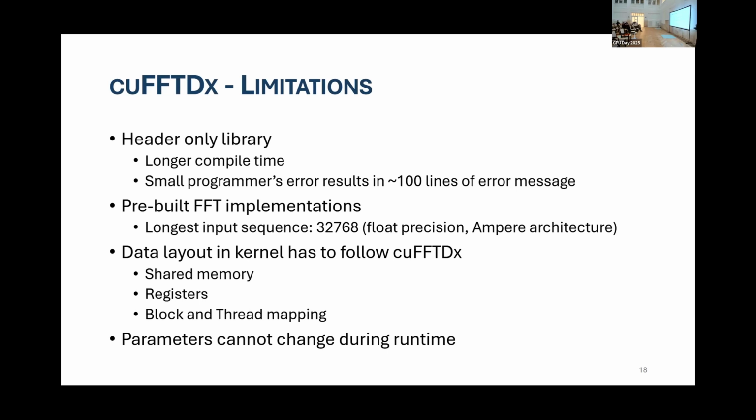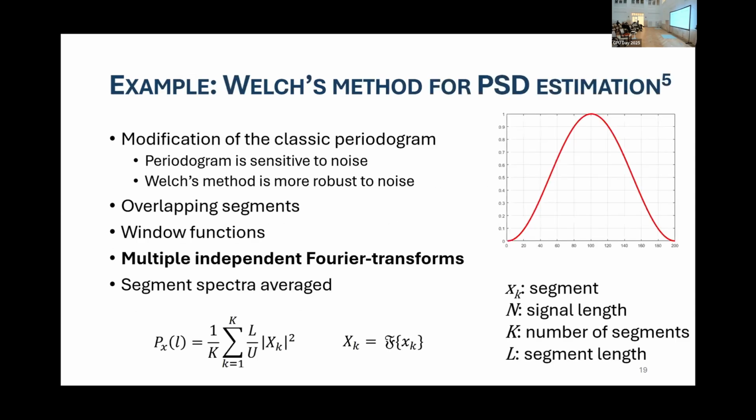The pre-built FFT implementations mean that the longest input sequence on my specific Ampere card is around 32,000, which is not a whole lot, but sufficient for many of our needs. And of course, the kernel's data layout still has to follow cuFFTDx's preferred way of storing its values in registers and shared memory. And needless to say, we have no way of changing any of the configuration parameters during runtime. So I think that's the largest drawback of this whole technology.